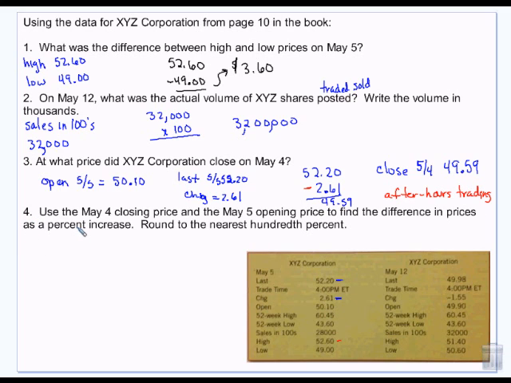And I want to find the difference in prices as a percent increase. Okay, so what I'm going to do is take the new, which will be the May 5th, and subtract the old and divide it by the old. That's how you find a percent change, a percent increase or decrease. You take the newest, most recent, subtract the old, and then divide by the old. So the new is 52.20, or sorry, 50.10, because that's my opening price, minus my closing price, divided by my closing price.